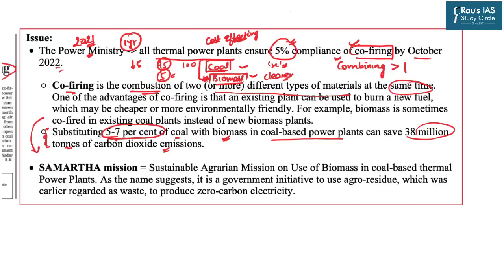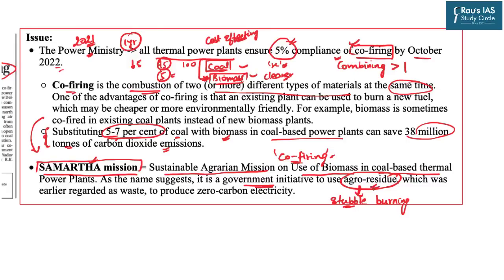In this very line, we should also know what the SAMARTHA mission is. The full form of SAMARTHA in this particular context is Sustainable Agrarian Mission on Use of Biomass in Coal-Based Thermal Power Plants. That means it is related to co-firing. In this particular mission, the government is aiming to use agricultural residues as the fuel for co-firing. Now this again has several environmental as well as economic benefits because now we can tackle the problem of stubble burning. If we can use these stubbles as agricultural residues in the co-firing plant, then on one hand we are reducing the stubble burning, on the other hand we are not compromising with the electricity generation in our country. So this is how the co-firing plants work, and we have certain specific targets to be met.